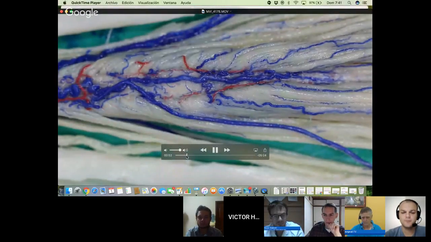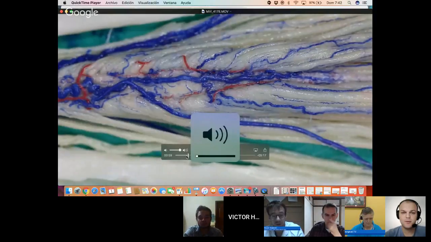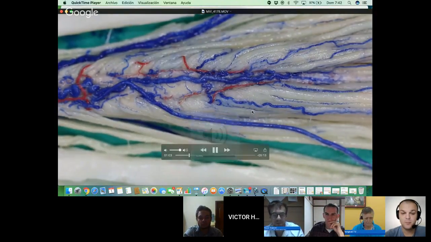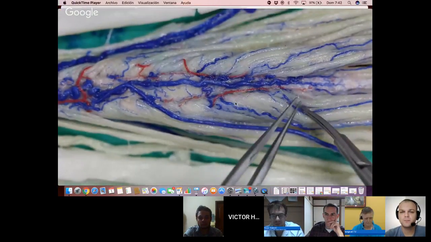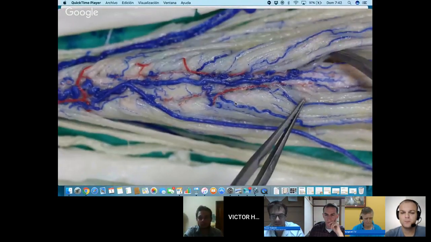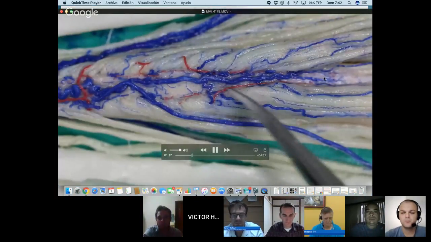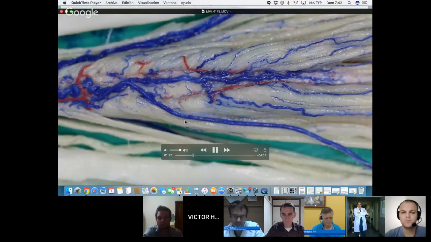Do you hear me? Yes, we can hear you. Okay. This is the posterior aspect of the spinal cord. The cauda equina, some sensitive roots, and the posterior spinal artery. And let me show you this one.